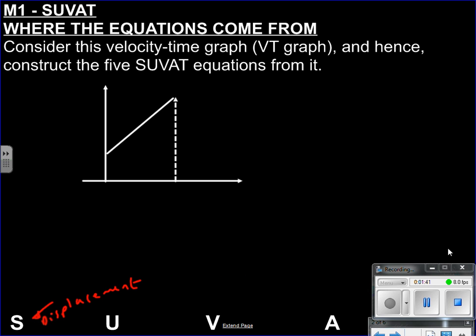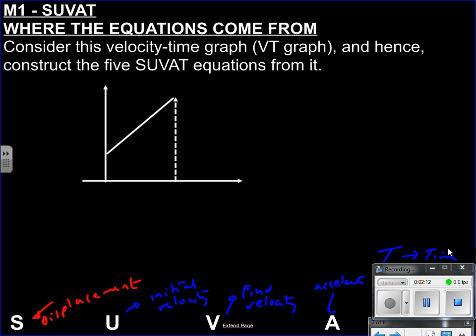Okay? U is your initial velocity, and V is your final velocity in that section of time that you are referring to. A is obviously your acceleration, and T is time in seconds. Your displacement is normally in meters, and therefore U and V would normally be in meters per second.